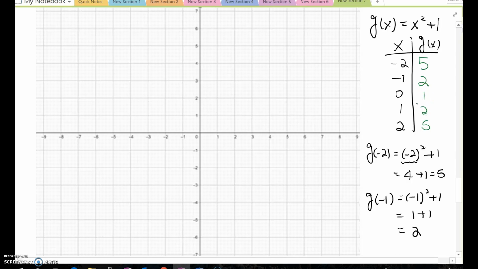Okay, let me plot those points on the plane graph. So, (-2, 5), (-1, 2), (0, 1), (1, 2), and (2, 5) here. If I connect them, it becomes like this, right? So let's go to GeoGebra, and then see what is the difference between our original parent function and g(x) equal to x squared plus 1.